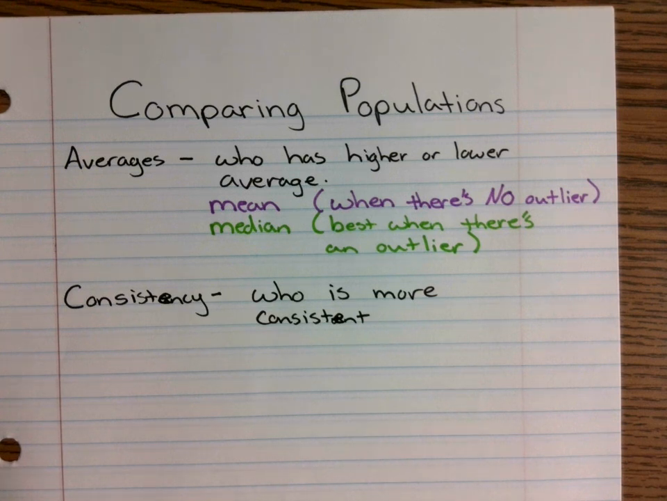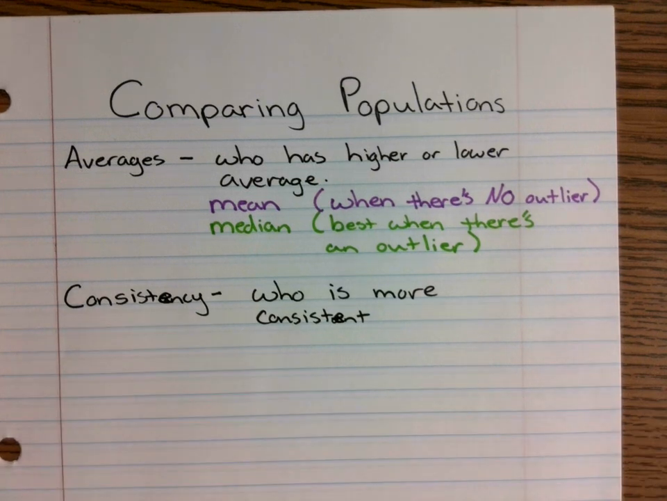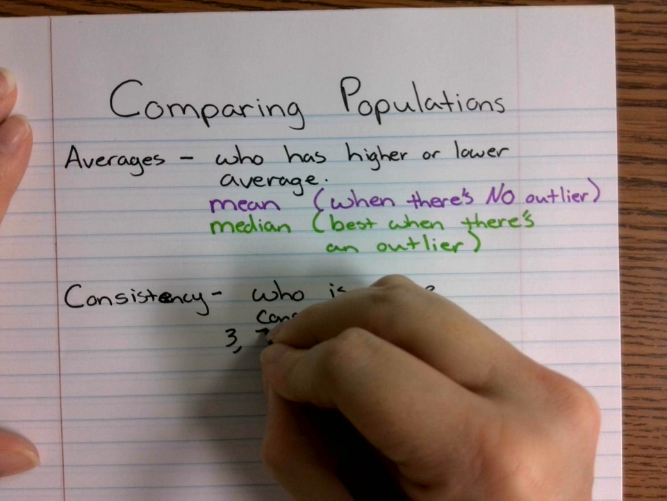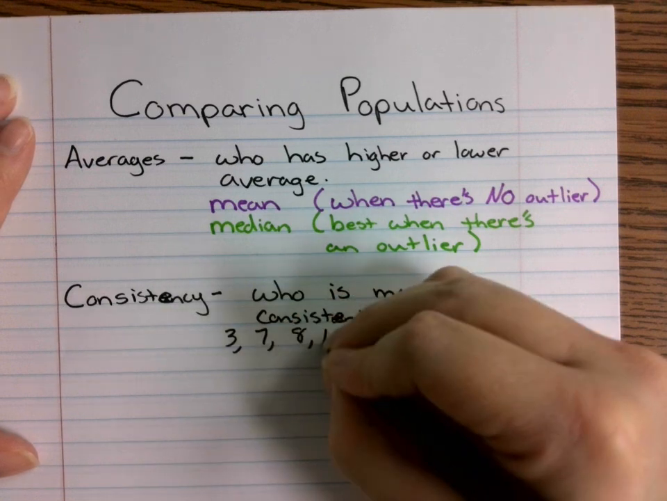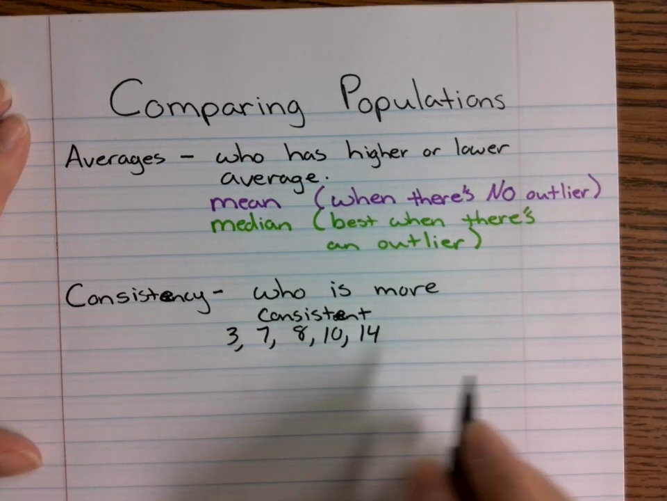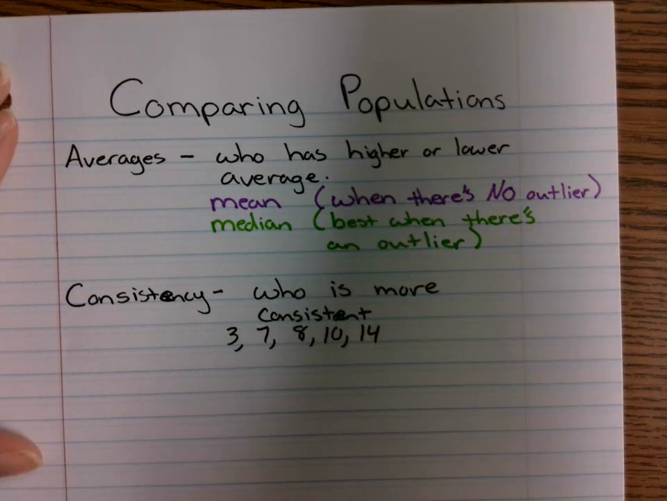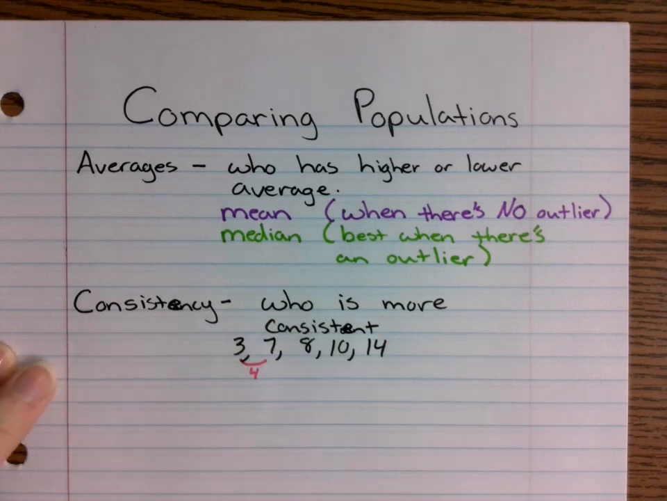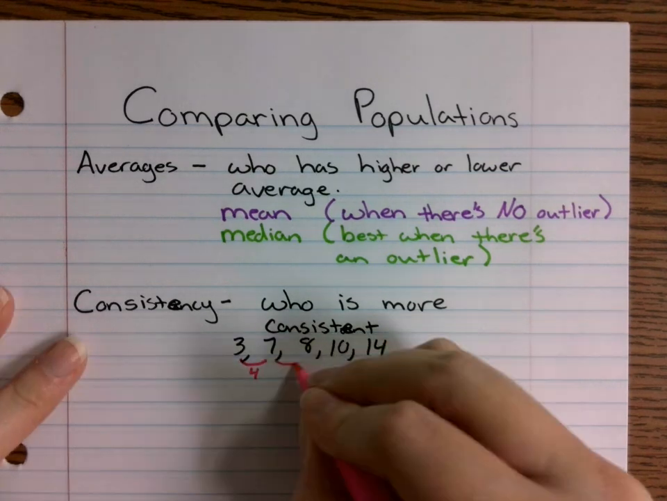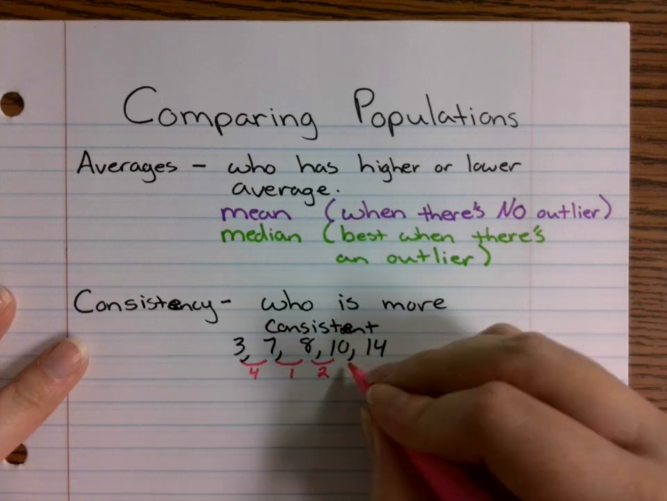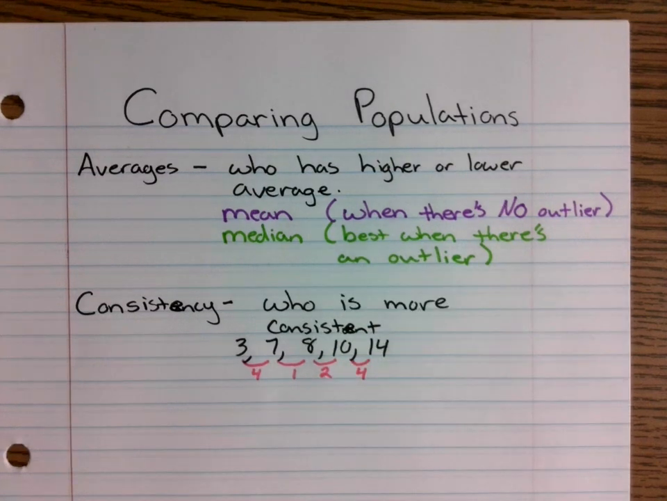That means your data values are probably more compact, right? They don't have as much of a gap between them. So if I have a data set that is, I don't know, 3, 7, 8, 10, 14, this is pretty consistent because if we're looking at the gap between them, to get from 3 to 7, there's a gap of 4. From 7 to 8, a gap of 1. From 8 to 10, a gap of 2. From 10 to 14, a gap of 4. It's not really large jumps to get from one number to the next. So who is more consistent?